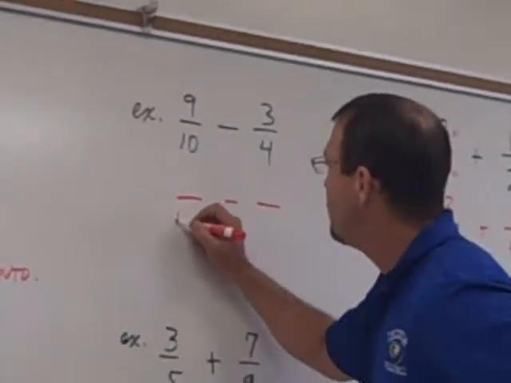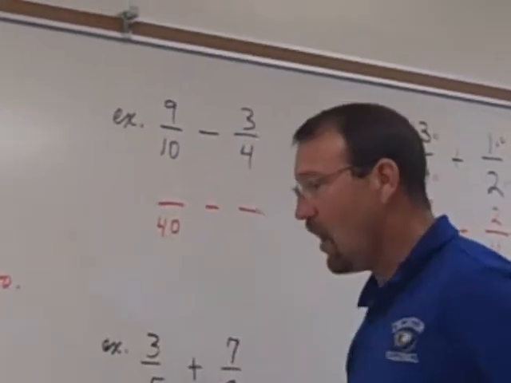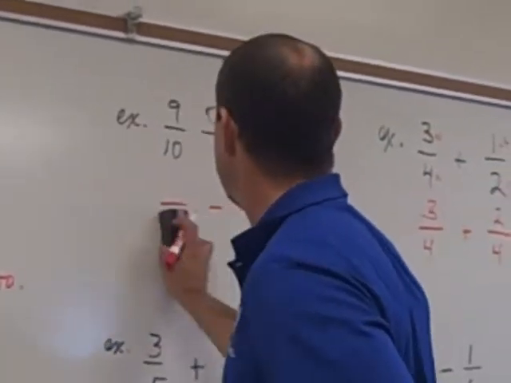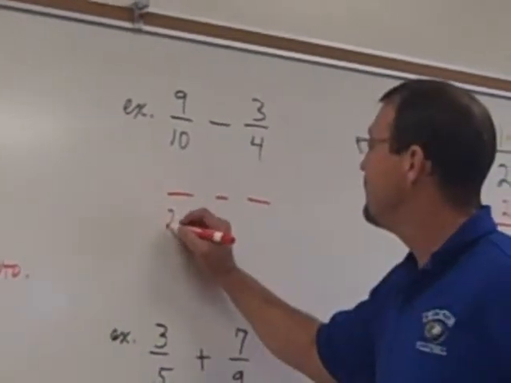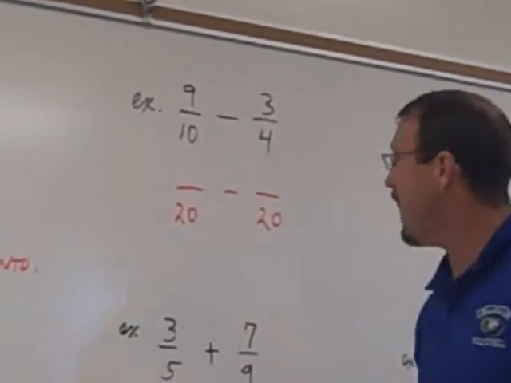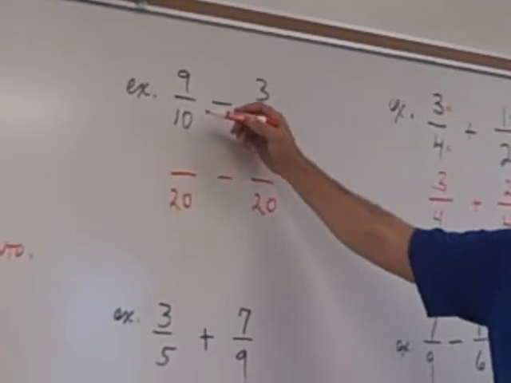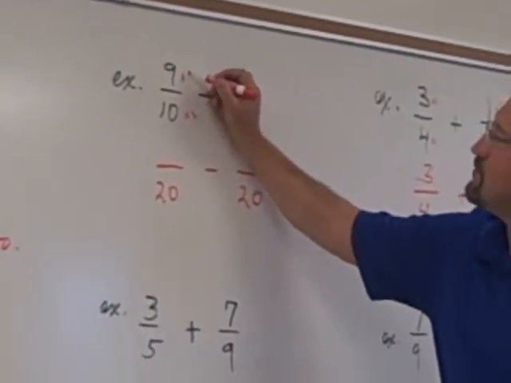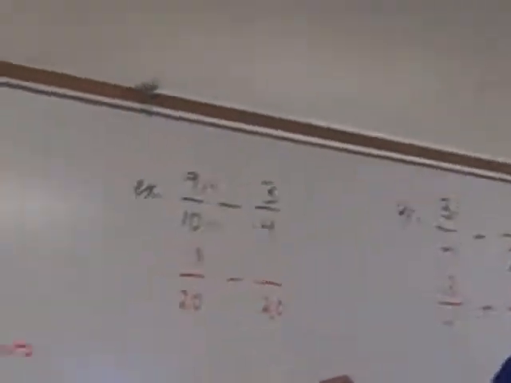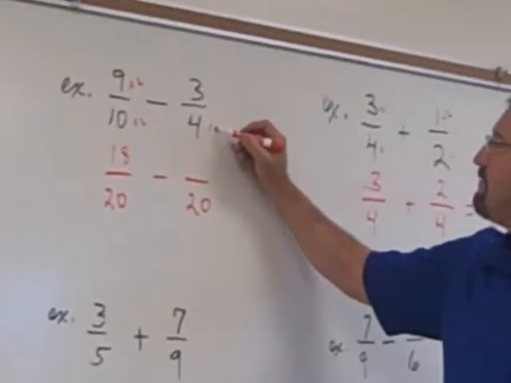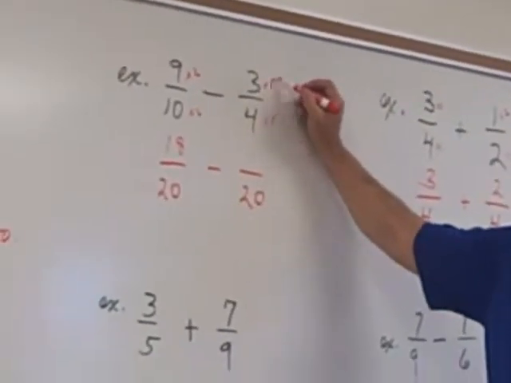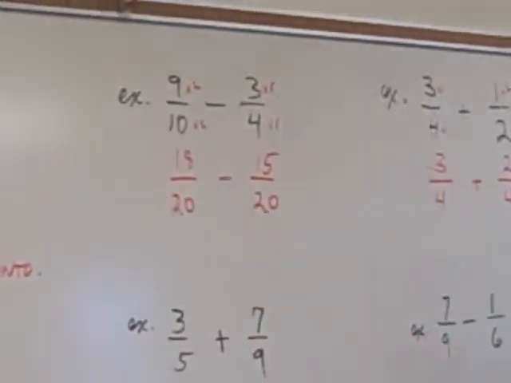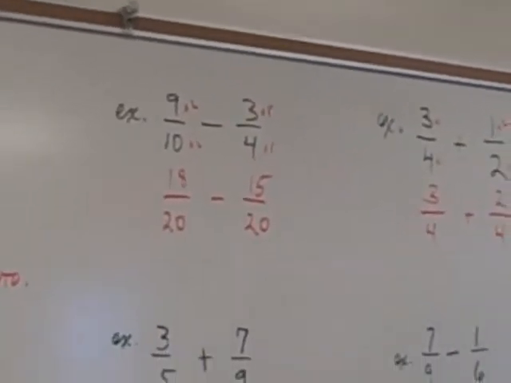Y'all said 40? Oh, y'all didn't say 40. You want to do 20? Yes, sir. Okay, I'll do 20. I like 20. All right, play how did. Times 2, times 2: 18. Times 5, times 5: 15. Now it looks like last week, doesn't it?